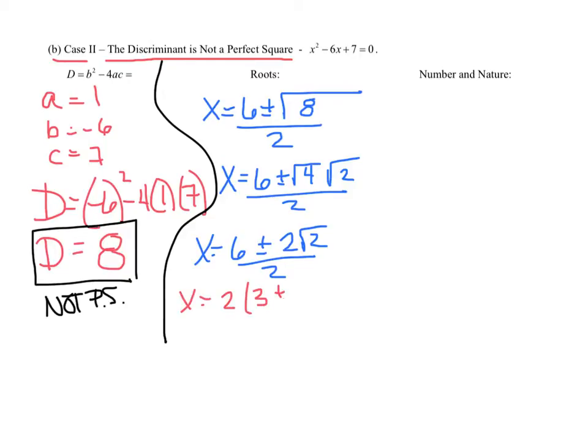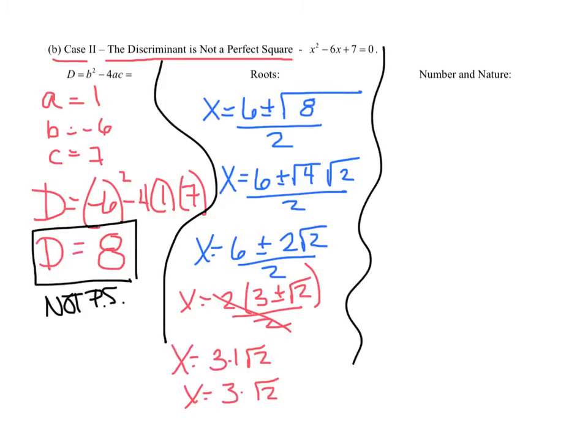I get 3 plus or minus radical 2 over 2. So I get x equals 3 plus radical 2 and x equals 3 minus radical 2. Okay? All right, now the fun part that we have to memorize. How many roots did we get? We got 2 roots, almost the same as last time, 2 roots.